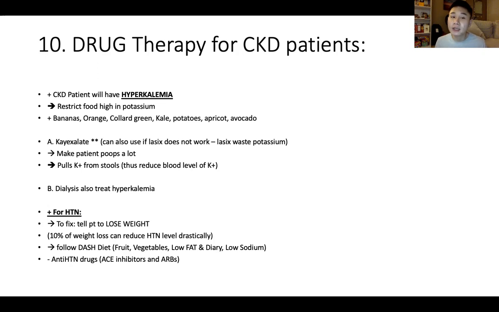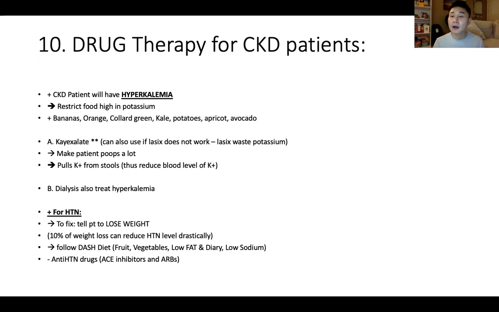A medication that we can give for someone who has hyperkalemia is Kayexalate. We can also use Lasix if it does not work. However, Lasix will cause a significant decrease in potassium as well. Kayexalate basically makes the patient poop a lot. It pulls the potassium from the stool and excretes it out, thus reducing the level of potassium in the body. We can also use dialysis to treat hyperkalemia, but again, dialysis is the last resort for someone whose kidney doesn't work anymore.